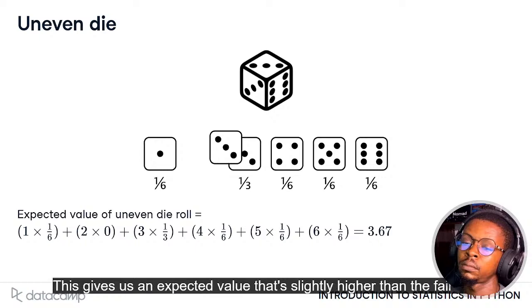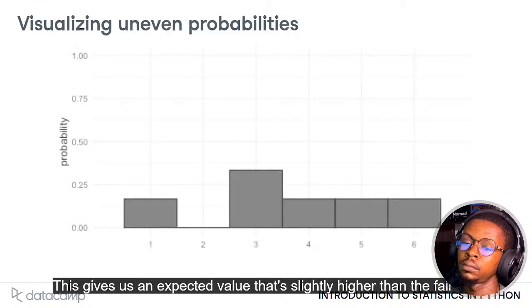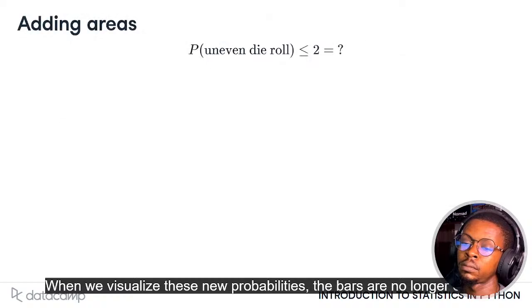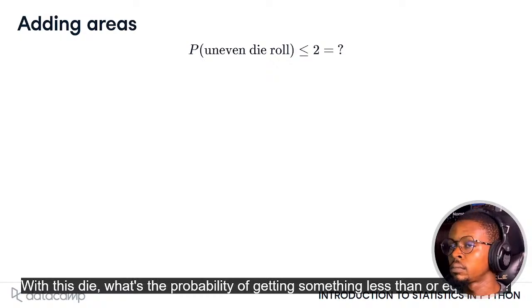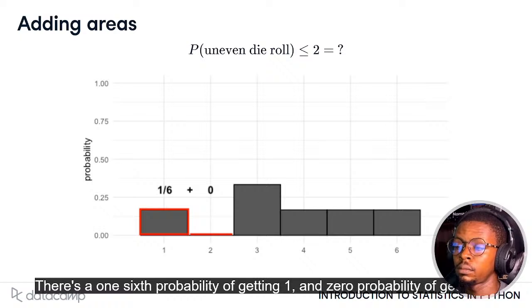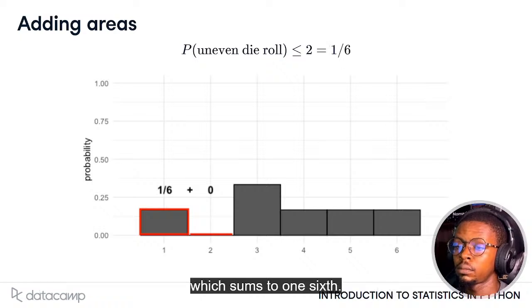This gives us an expected value that's slightly higher than the fair die. When we visualize these new probabilities, the bars are no longer even. With this die, what's the probability of getting something less than or equal to 2? There's a 1/6 probability of getting 1 and 0 probability of getting 2, which sums to 1/6.